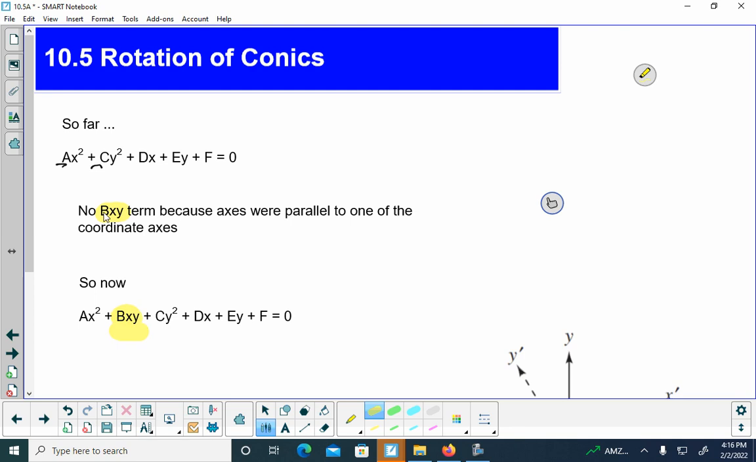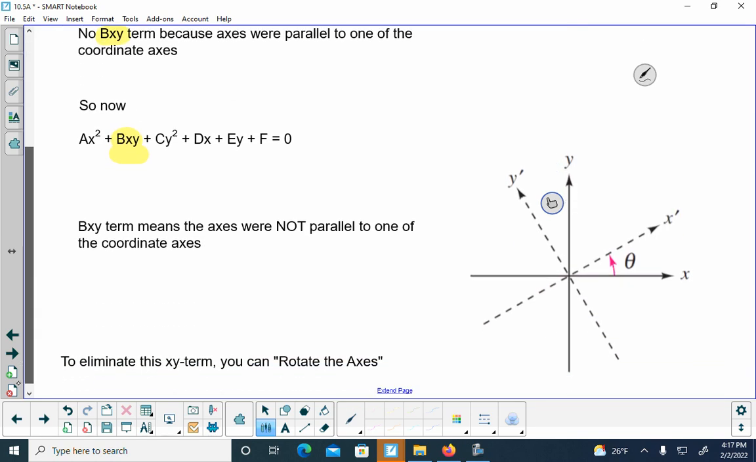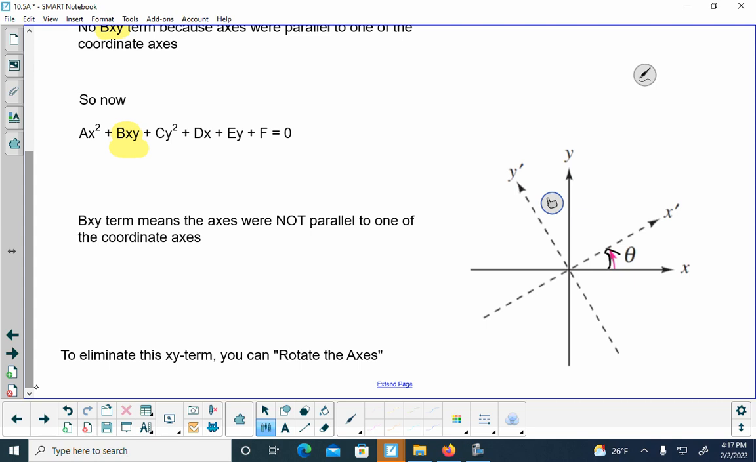So I'm going to figure out the angle of rotation. Once I figure out the angle of rotation, I'm going to rotate my axes, create a new coordinate system, and then graph my conic based on that new coordinate system. We're always going to do a trig angle, and we're going to rotate counterclockwise. When we do this, we are going to eliminate the xy term.